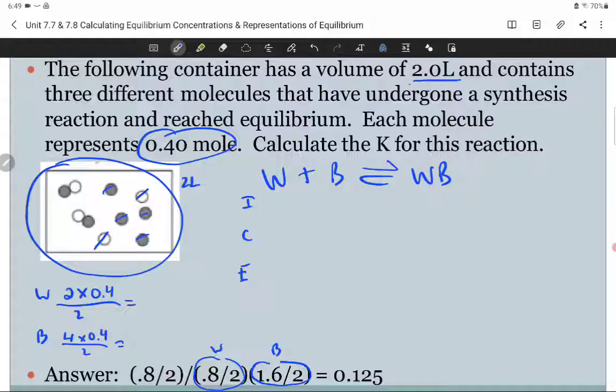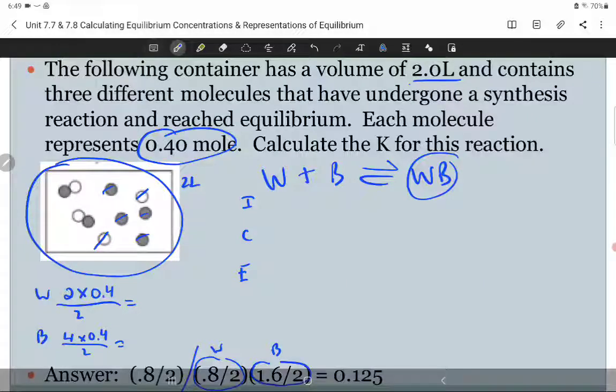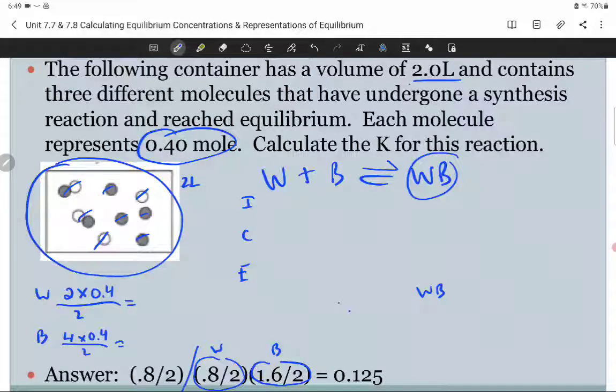And then remember that the WB has to go on the top of the fraction there. And we have 2 of those. I'll just write it here. So 2 times 0.4 divided by 2 liters. And that is that one. So crank out that math, and the answer is 0.125.